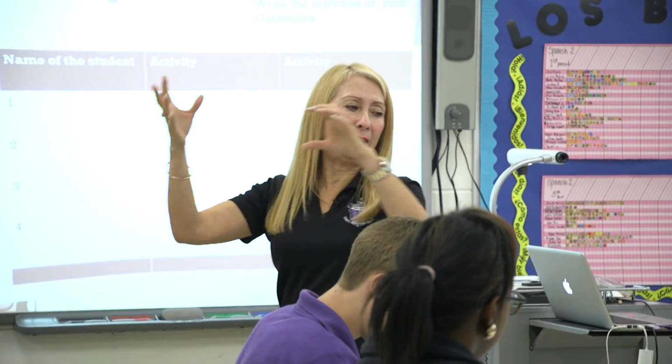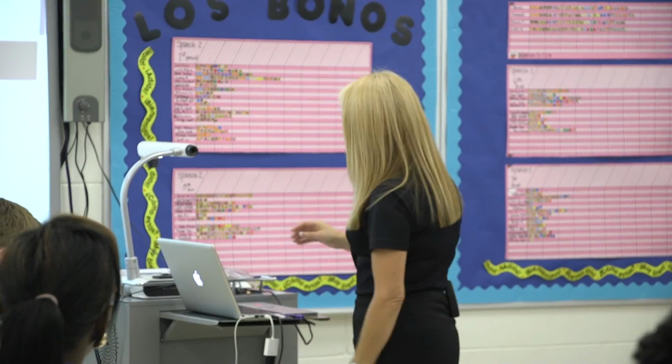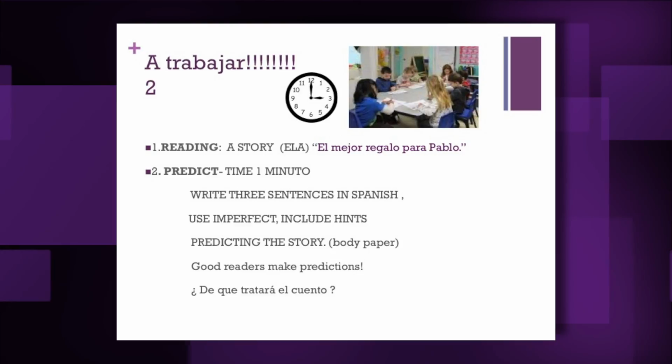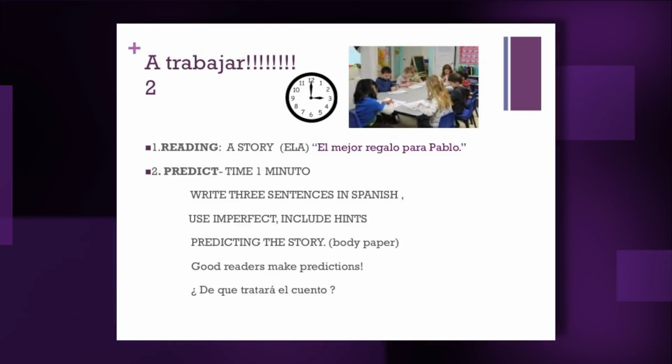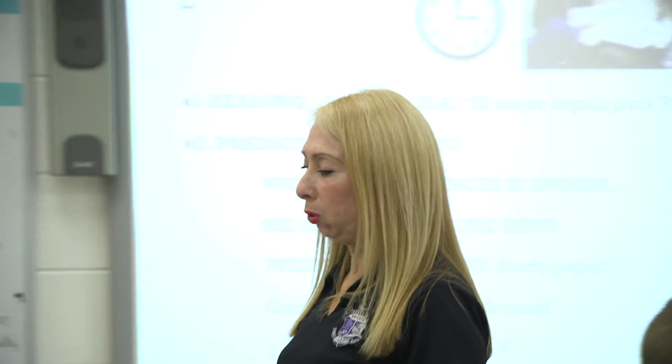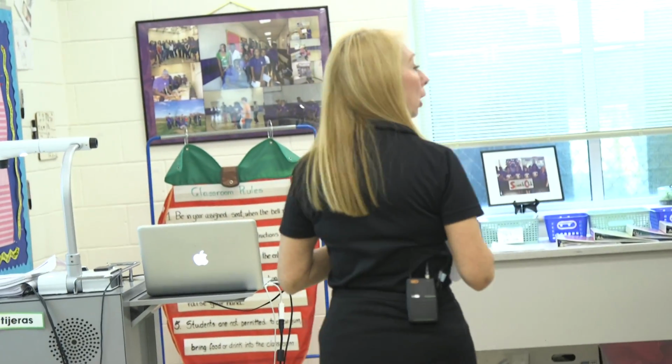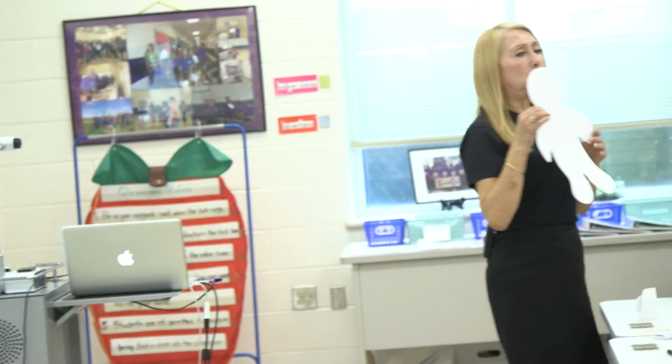So we know the grammar, we know the writing, we know how to express ourselves, and now we're going to move to something different. We're going to read the story, okay? Everybody, now you can raise your boards. We're going to do predictions, okay? All the predictions, we're going to write in this card. You can write things, you can draw things, whatever you want to do.